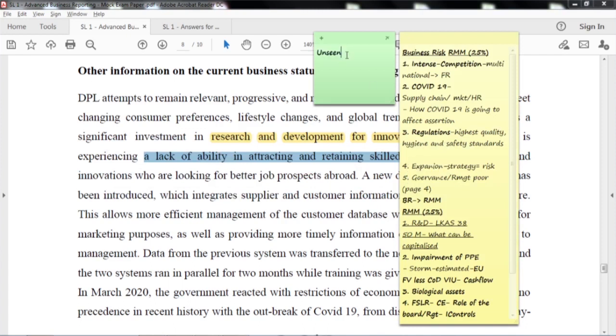So, from the unseen we identify more business risks, and one of them would be talent risk. If you give one word to this risk, that is talent, because without the talent you may not be able to be competitive.